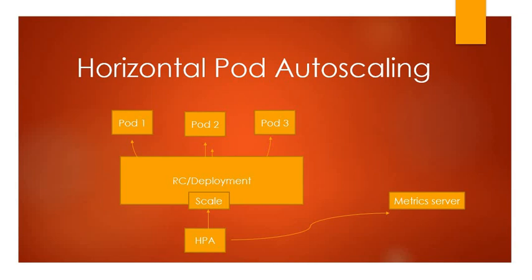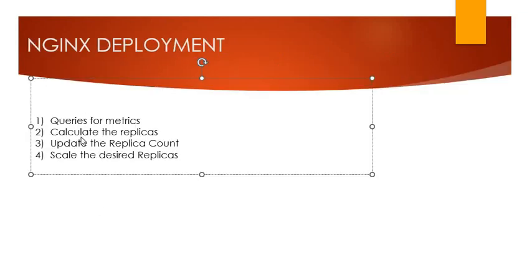So this whole action basically takes 4 steps. Let's understand here. These are the 4 steps that are followed every time: query for metrics, calculate the replicas, update the replica count, and scale the desired replicas. During scaling down, it again follows the same steps: query the metrics, calculate the replicas, update the replica count from 10 to 5, what was the default set, and then scale down the desired replicas.